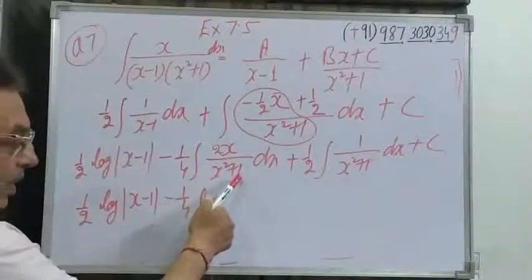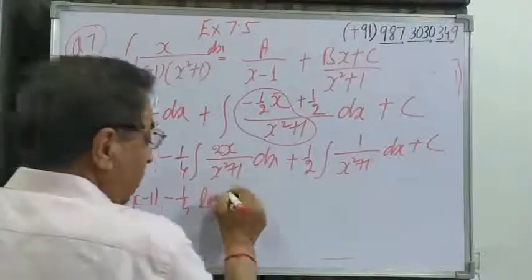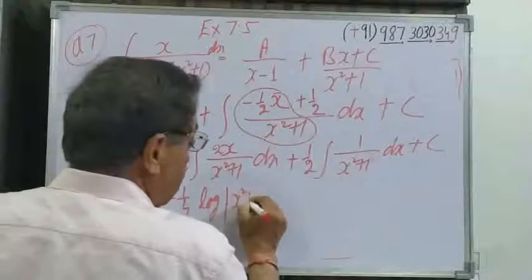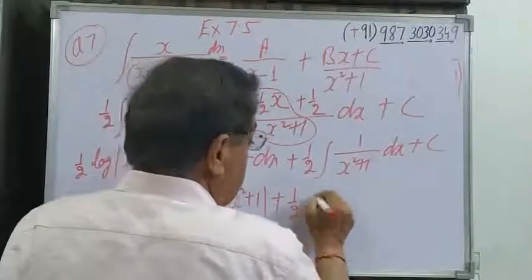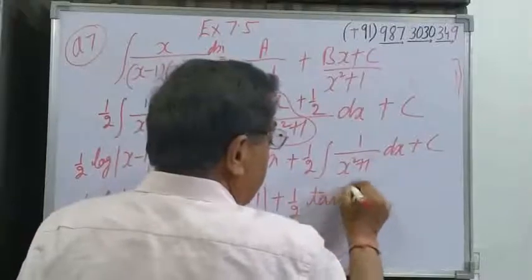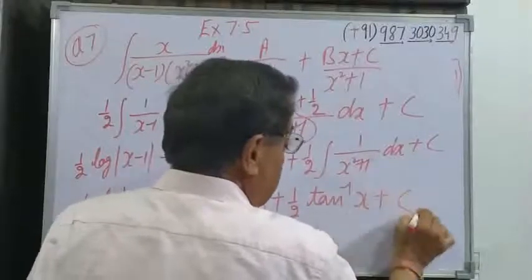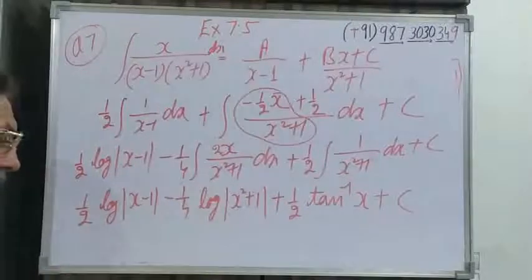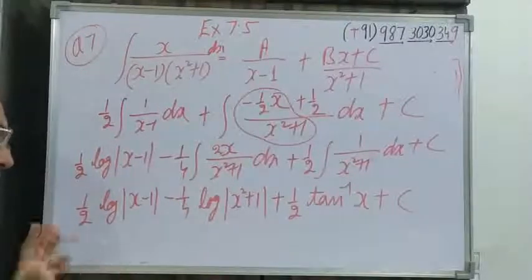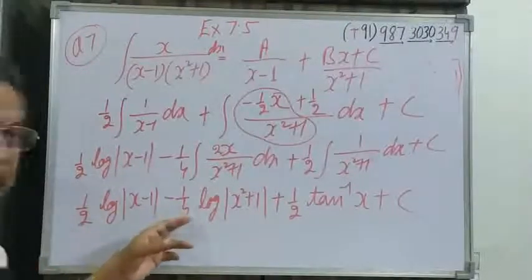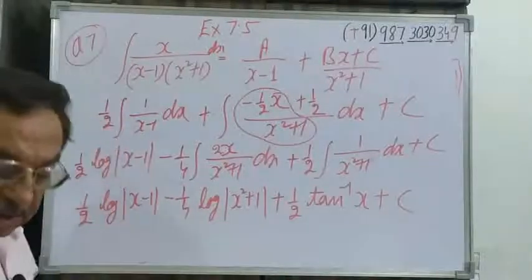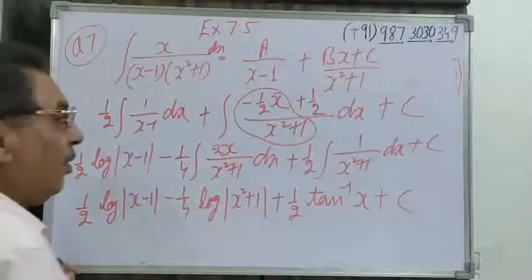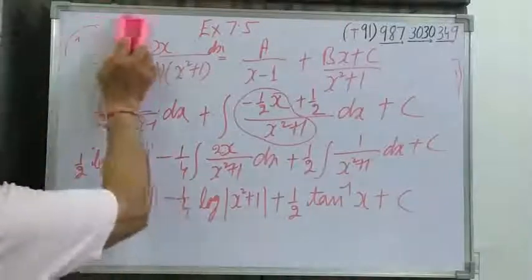Here x square plus 1 is a function and its derivative, so that means log of the function, this one, plus half tan inverse x plus C. So this is the final answer. We can take the 1 by 2, 1 by 4 common, but there is no need. This answer is sufficient. In the board exam, you will get full marks if you solve this way.